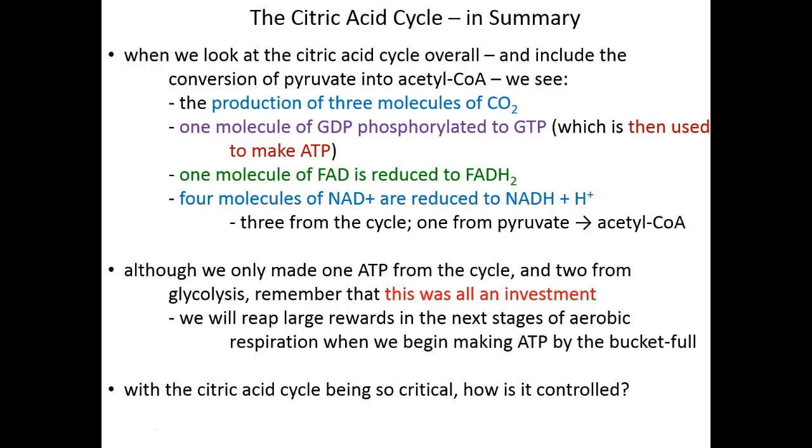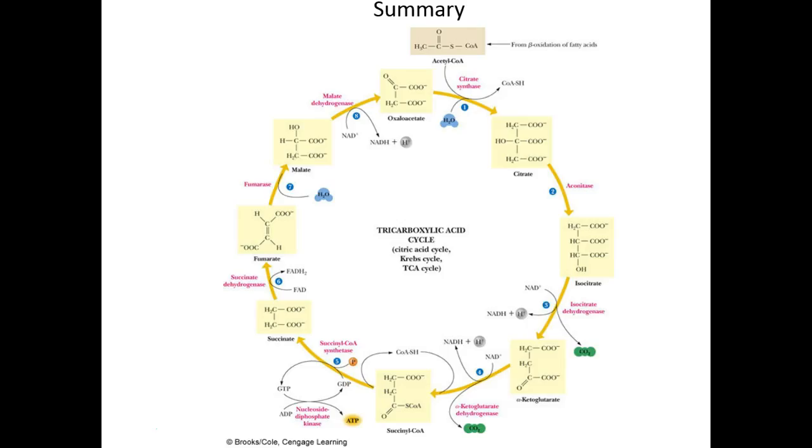The next question becomes, if the citric acid cycle is so important and so critical, if it's so dedicated as well, if it's this electron harvesting mechanism, how is it controlled? How do we regulate the citric acid cycle? And that's what we'll begin with in the next lecture chunk. So I'd like to leave you with the roadmap here. We will not be returning to this again.